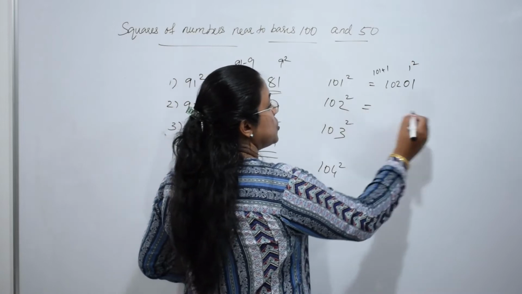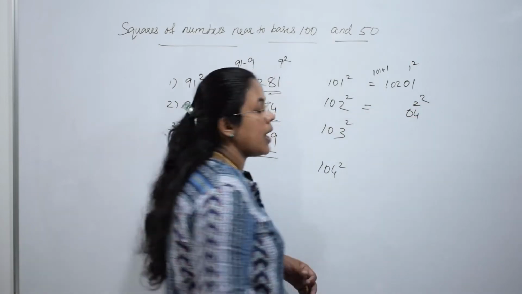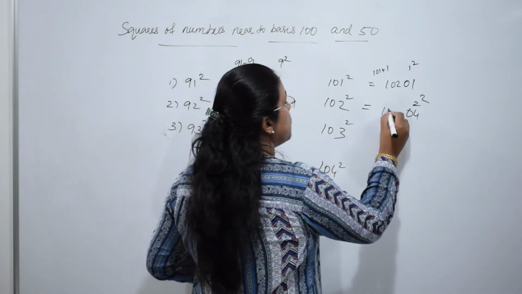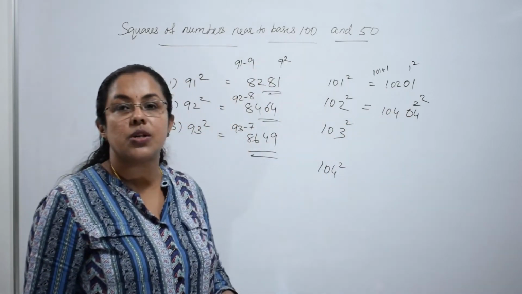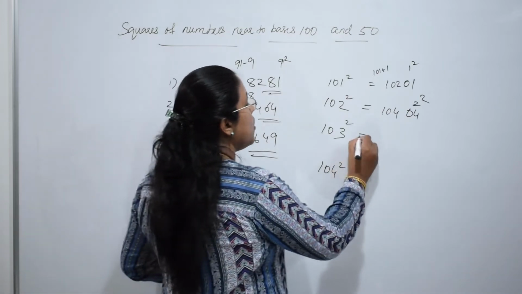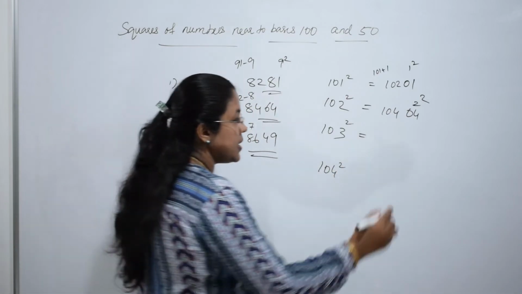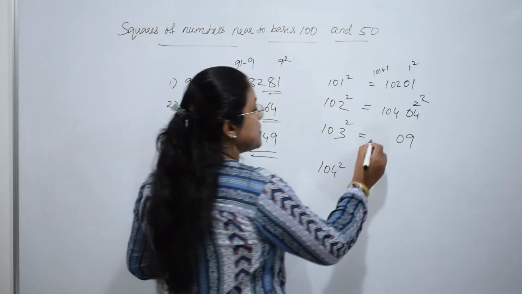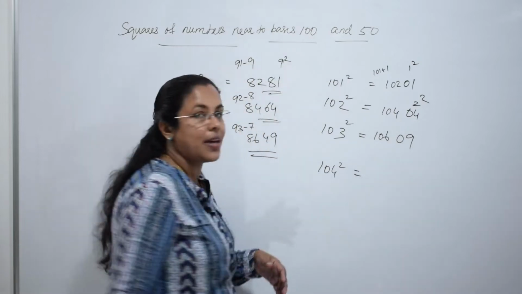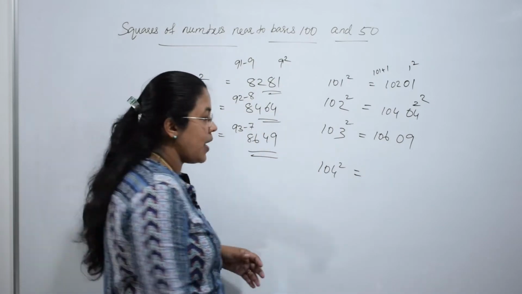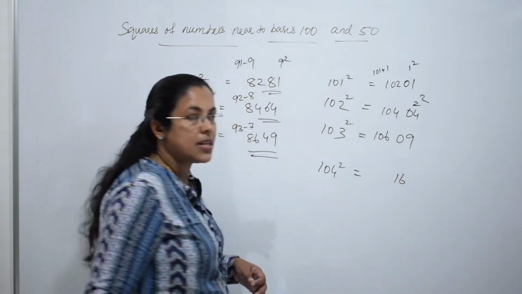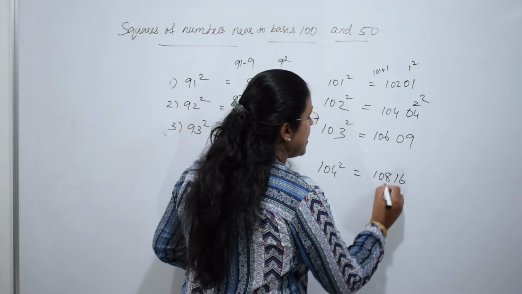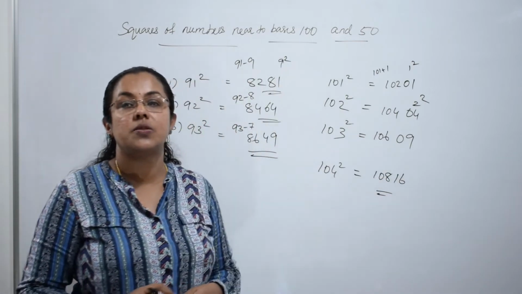Next, 102 square. 2 square is 4, so write 04. Now 102 plus 2, that is 104. So the final answer is 10404. Now 103 square. 3 square is 9, so write 09. And 103 plus 3, that is 106. Isn't it very quick? Now 104 square. 4 square is 16, write it as 16 itself. And 104 plus 4, that is 108. So the final answer is 10816.